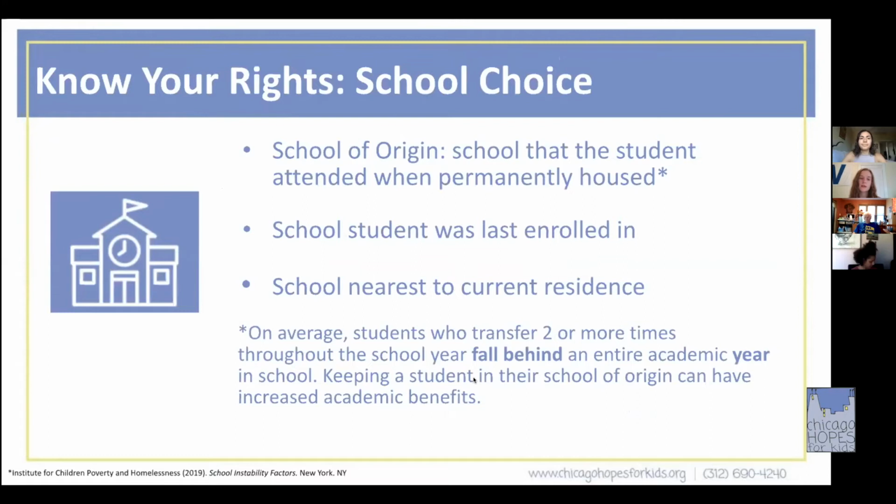So the first right under this act is the right of school choice, and this is seen in 3 different ways. We have school of origin, which is the school that the student attended when they were permanently housed, the school that the student was last enrolled in, and then the school nearest to their current residence. For example, if a student was permanently housed and attending a school in Inglewood and then moved to a shelter in Uptown, the student would still be able to go to that school in Inglewood, which is their school of origin, or they can go to a new school in Uptown.